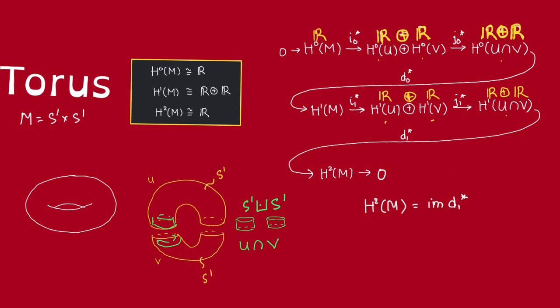Now observe that because this is surjective by exactness here, right? H2 of M is the image of d1 star. But then, by the first isomorphism theorem, that is just the quotient of H1 of U intersect V, quotient out by the kernel of d1 star. Now by exactness here, we know that the kernel of d1 star is equal to the image of j1 star. Thus, we just need to understand what this map is.